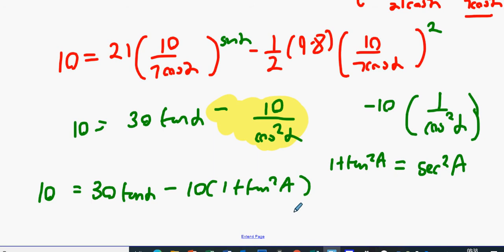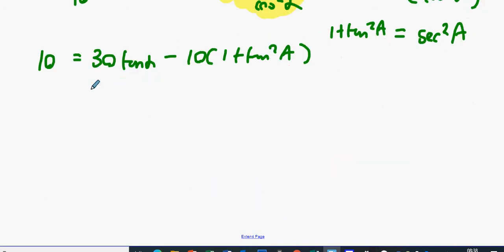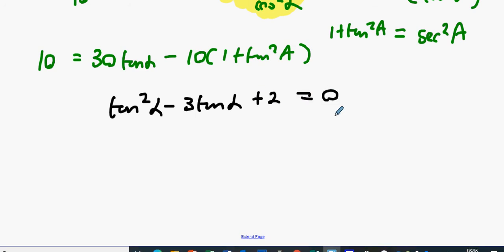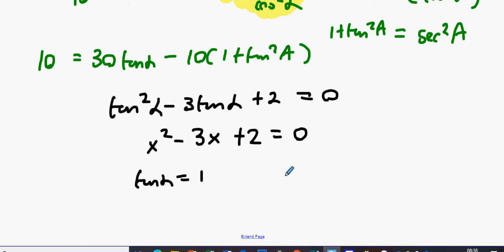You're going to rearrange this whole system. And when you rearrange this whole system, you'll get the following quadratic equation. You get tan squared A minus 3 tan A plus 2 equals 0. When you solve for your two values of tan A using the quadratic formula, it's essentially x squared minus 3x plus 2. Same thing. Okay? You're going to get tan A equals 1 and tan A equals 2. And that's your two answers.